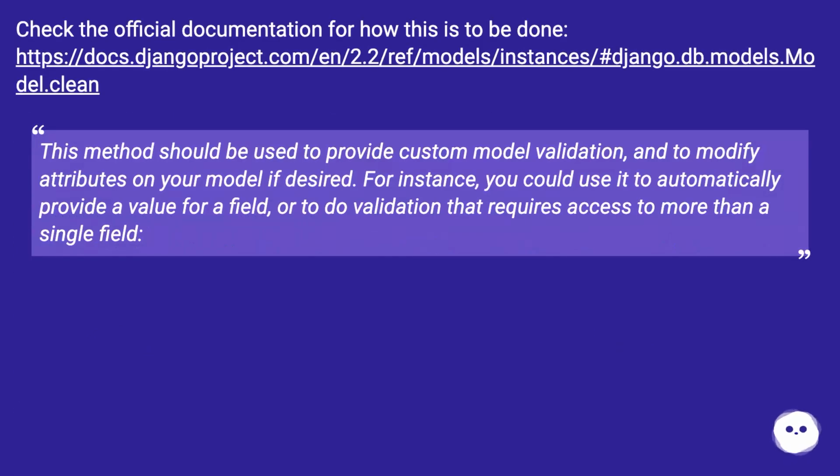Check the official documentation for how this is to be done, this URL. This method should be used to provide custom model validation and to modify attributes on your model if desired. For instance, you could use it to automatically provide a value for a field, or to do validation that requires access to more than a single field.